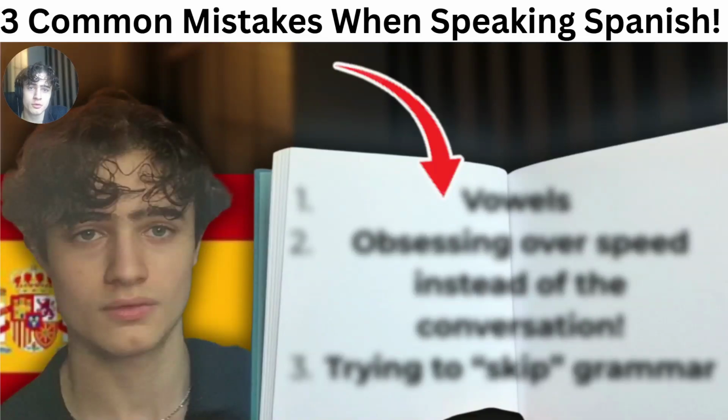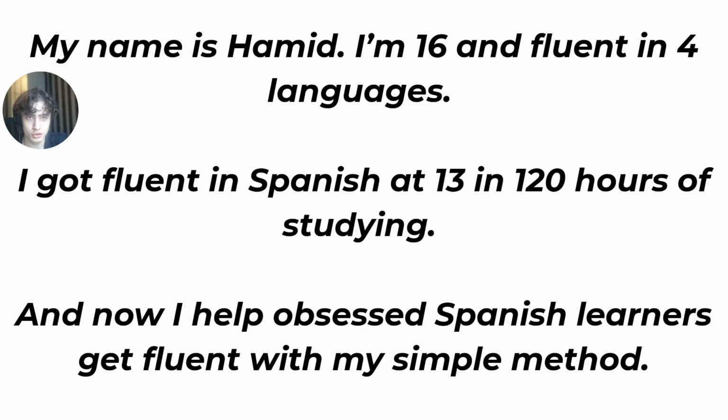In this video, I'm going to go through 3 of the mistakes that I made when I was learning Spanish and starting to speak Spanish. If you don't know me, my name is Hamid. I'm 16 and fluent in 4 languages, including Spanish. I got fluent in Spanish at 13 with 120 hours of studying. And now I help obsessed Spanish learners like yourself get conversationally fluent in Spanish with my simple method.